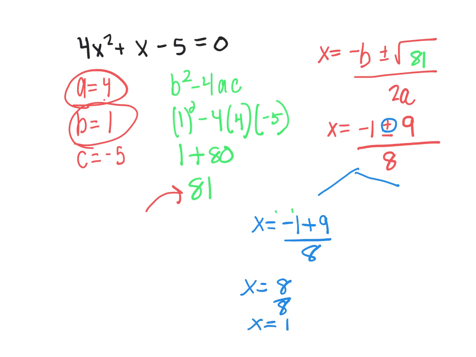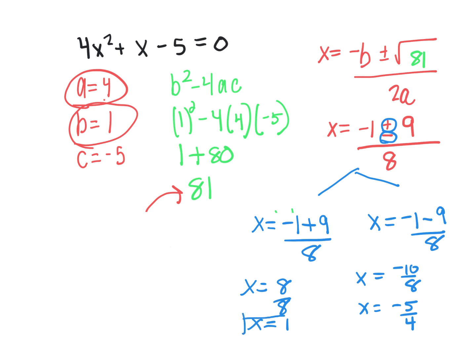And so over here, we're going to do the second part. X is equal to -1. Now I'm going to do the minus. Minus 9 divided by 8. That's going to give us a -10 divided by 8, which is going to give us -5/4.